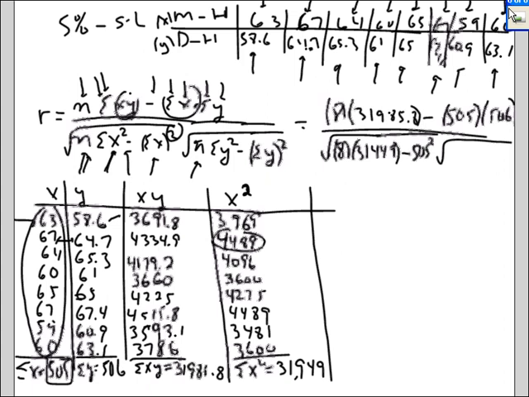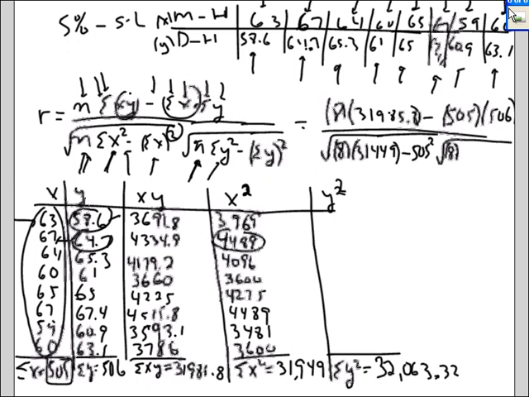The second square root sign, very similar, except instead of x's we have y's. The first thing is n, which of course is 8, times the summation of y squares. Well, I don't have the y squares. I have to make a new column, y squared. I take each of these y values and I square them. And if you did that and you add them up, you should get 32,063.32. And that's what goes here.